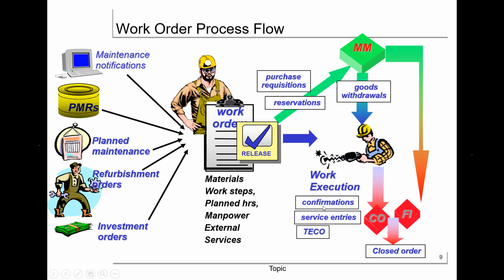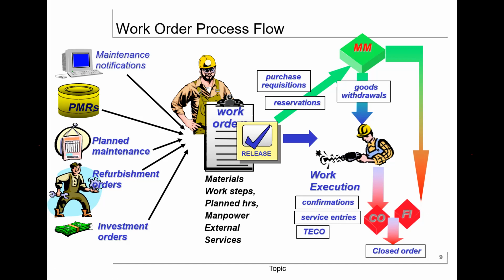After the execution, you confirm the work: okay, I have replaced the shaft. After the confirmation, service entries will happen if there are external services. If there are no external services, this step can be skipped, as there is no purpose in executing it. And finally, TECO. TECO means technically complete. It means, okay, my motor shaft has been replaced successfully and I am closing the work order technically. So that is TECO. After TECO, finance people will come into the picture, do the settlement and do the business closure. So this is the process of the work order.